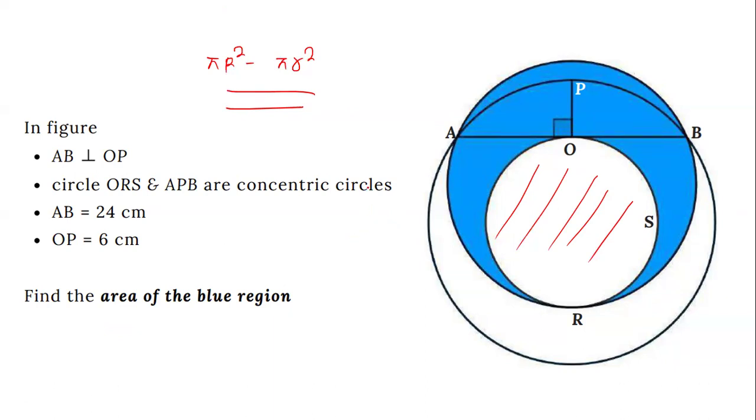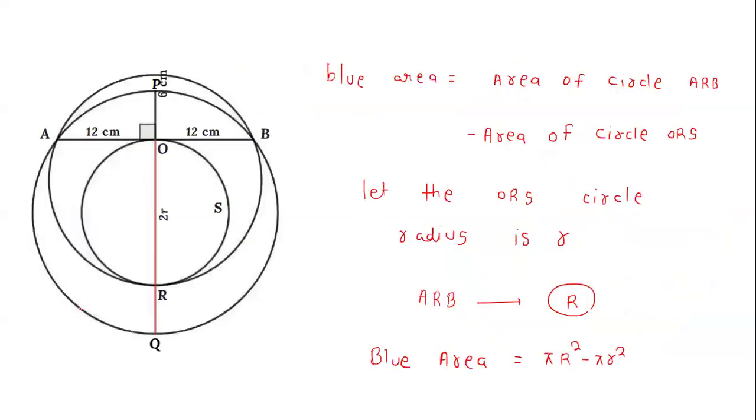So now for calculating the blue area, we need capital R and small r values. Let's see how we can find that. So you see this figure. The strategy is the blue area is equal to pi times capital R square minus pi times small r square, where small r is the radius of this circle and capital R is the radius of this circle. And we need to find capital R and small r.